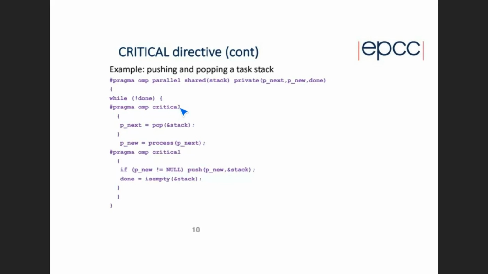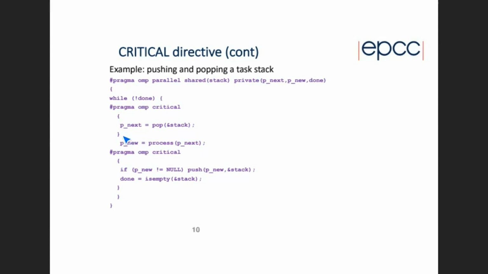But they can continue down to... No, they can't. They can't go anywhere until the first thread gets out of the critical. Threads arrive at a critical, they will block there. They do not skip over it. So the thread has to complete that pop next step before it goes on to the push new step.